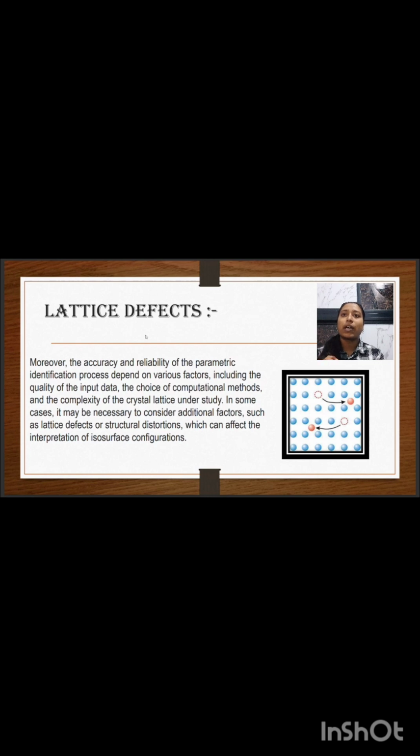Furthermore, the parametric identification of crystal lattices based on isosurface analysis is not limited to static structures but can also extend to dynamic systems, such as phonon models and thermal fluctuations.